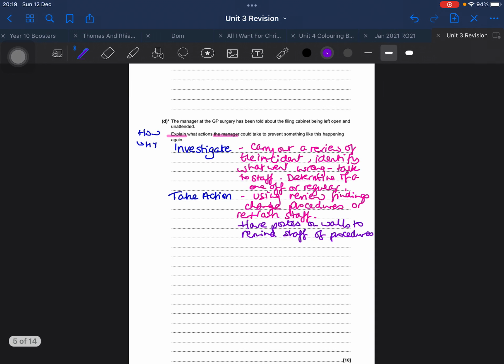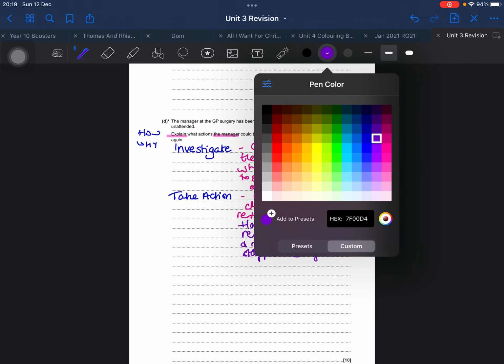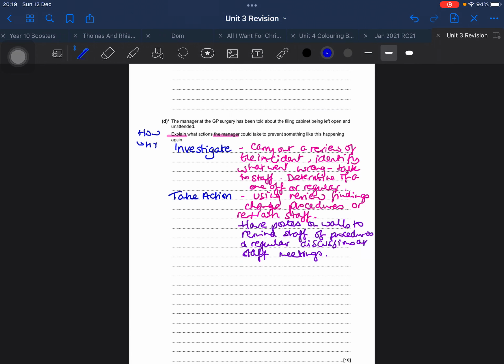Okay, and regular staff meetings, so regular discussions at staff meetings. So it's constantly on people's minds. It's not just something there in the background that gets forgotten about. Okay, what could we do lastly for this? We'd probably end up at the discipline stage.